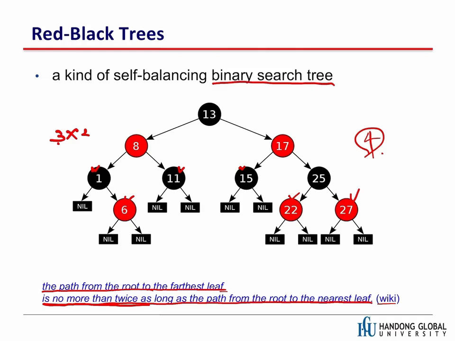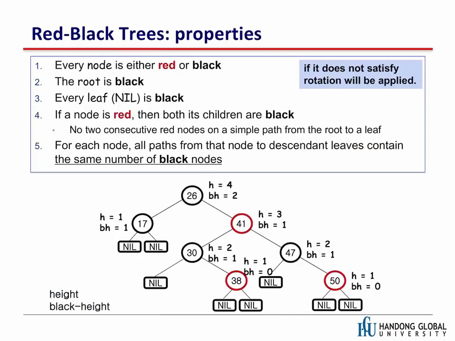In these red-black trees, we have different colors: the black node and the red node. With these different colors, we have a couple of different constraints. Here is a set of properties of red-black trees. First one, every node is either red or black. That's one constraint. We don't have any other colors.